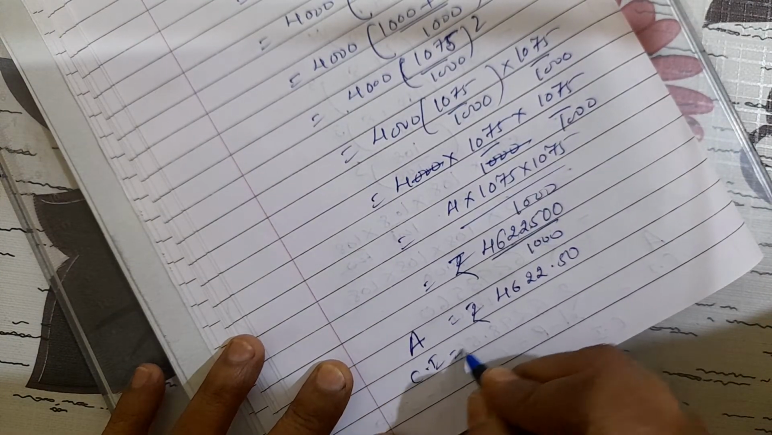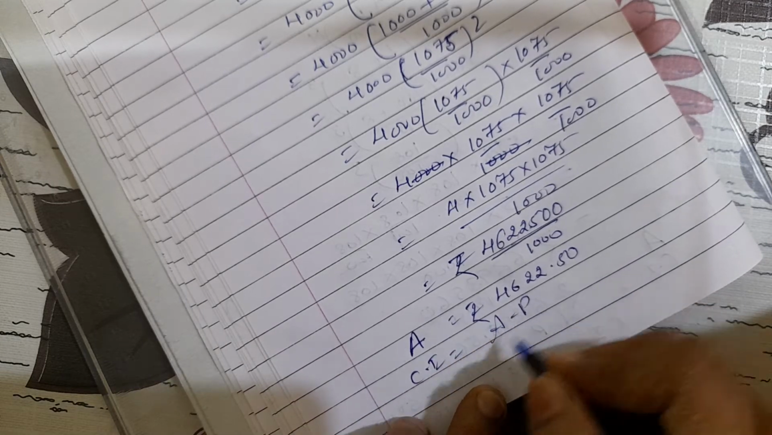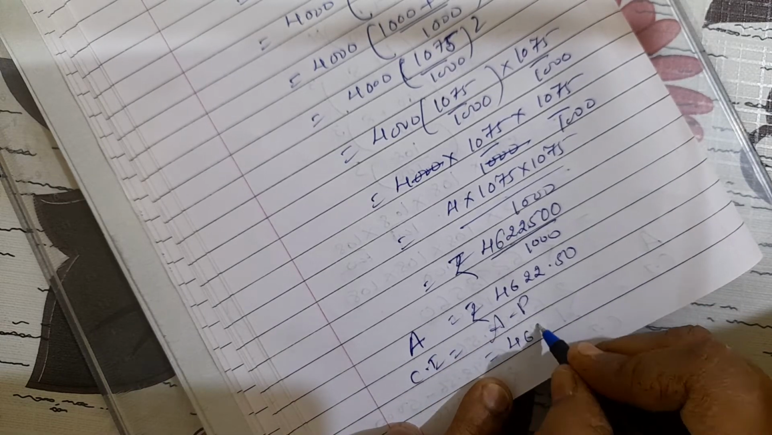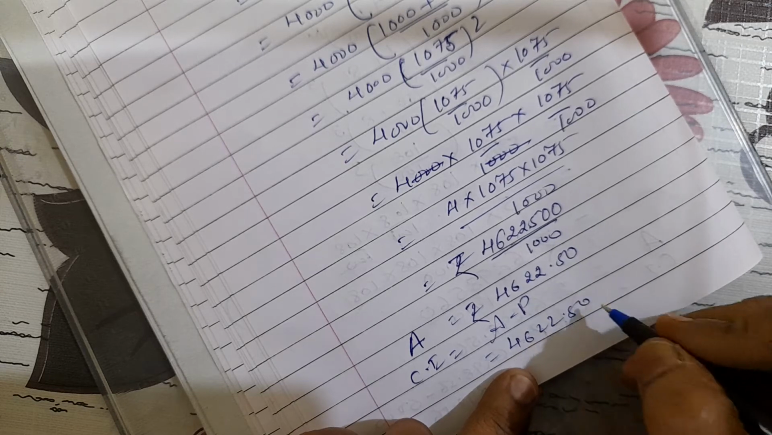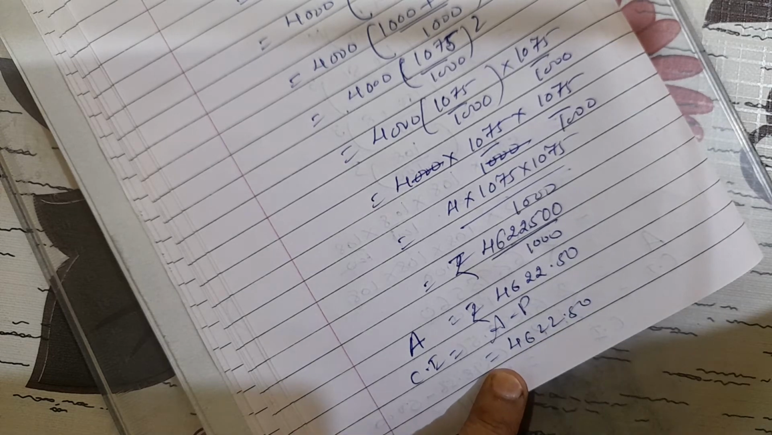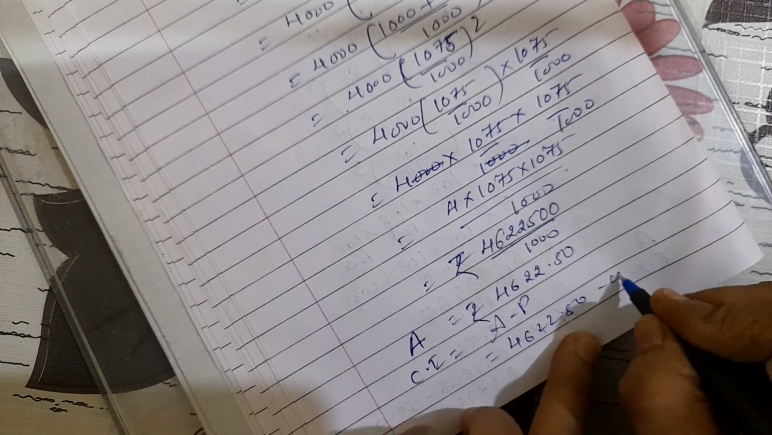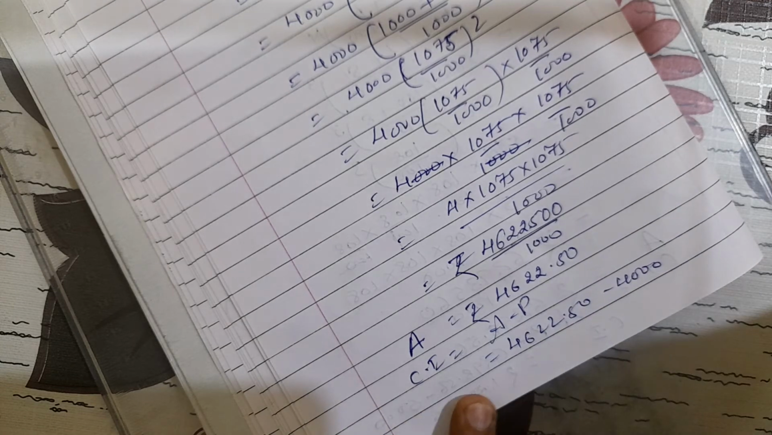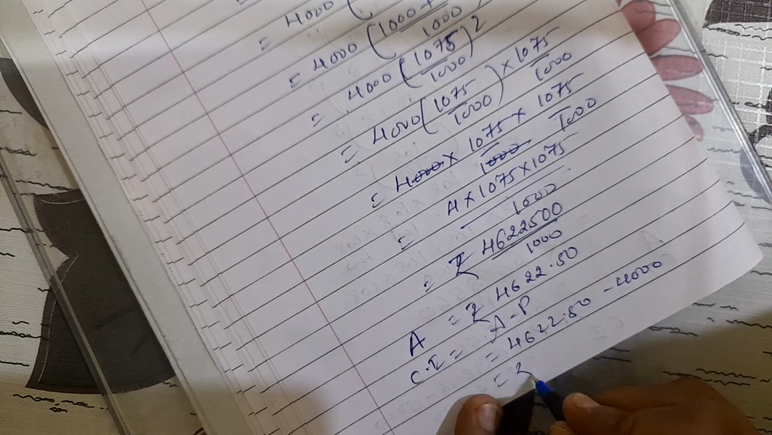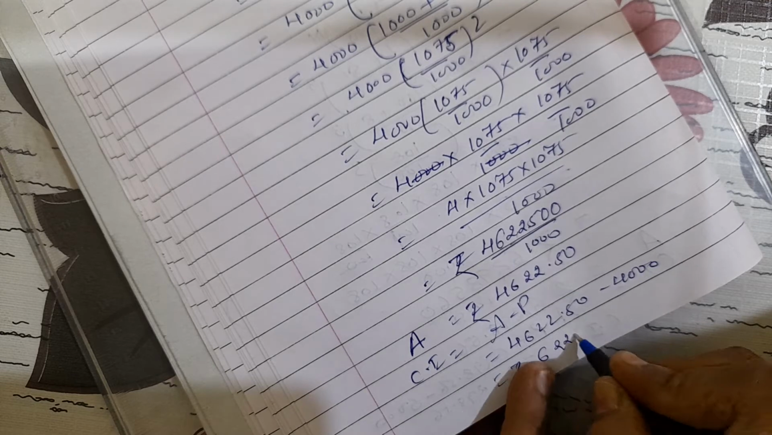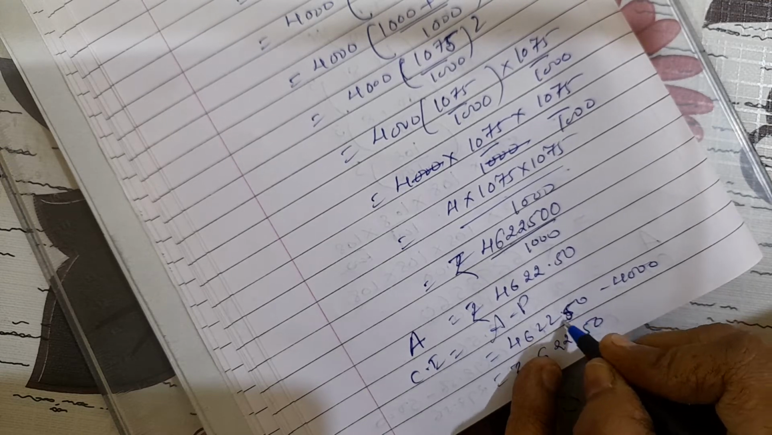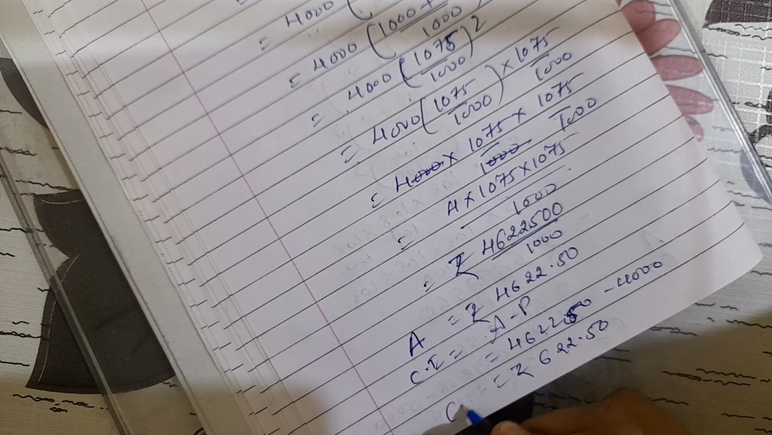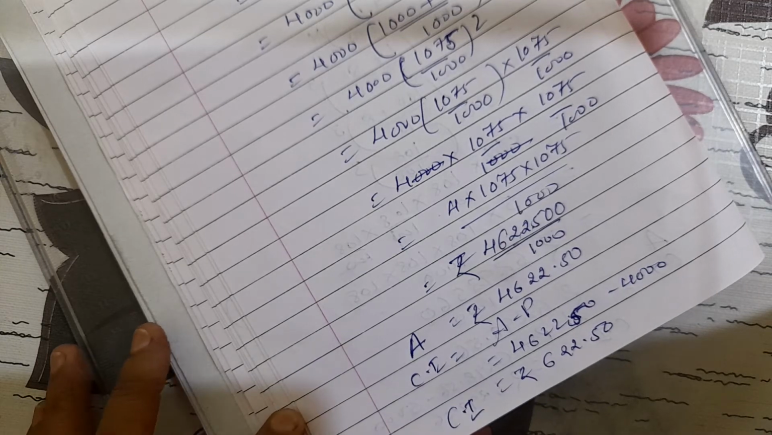So compound interest is equal to amount minus principal. So that is 4,622.50 minus 4,000. Right, 4,000 is your principal. So that is rupees 622.50. This is your compound interest, 622.50.